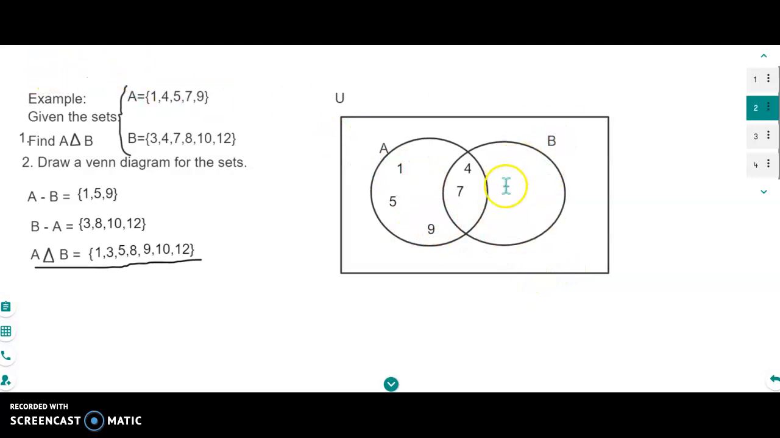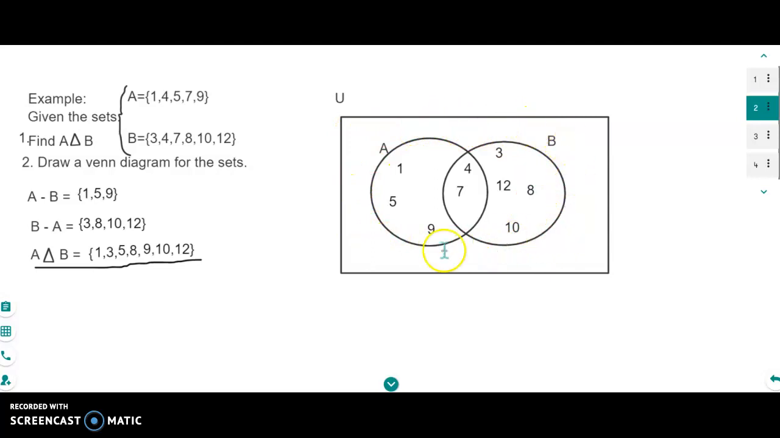And we continue with the missing elements of B. So we need to write 3 that is only in B. We already have 4. We already have 7. We don't have 8, so we write 8. And 10 also here. And 12. Finally, 12. All right. And here we have the final representation of this.